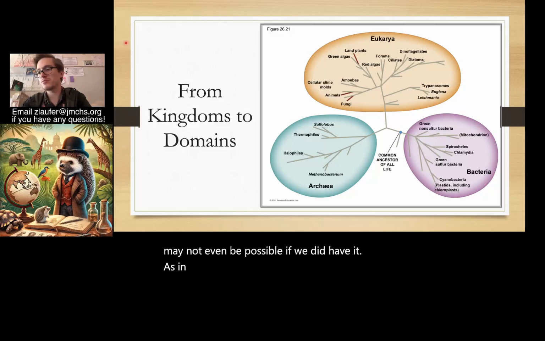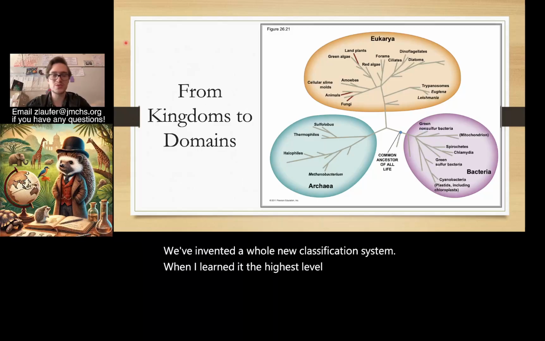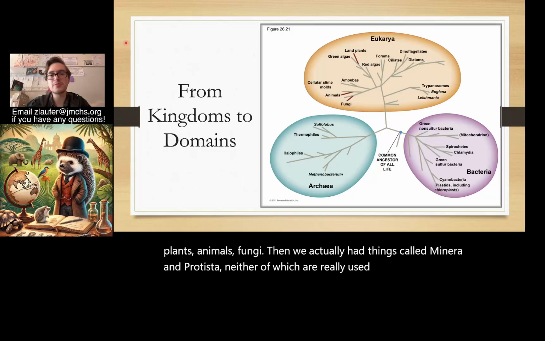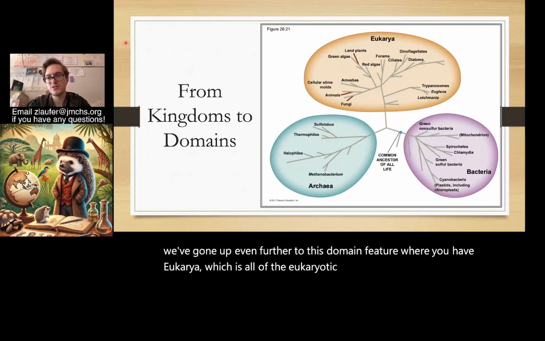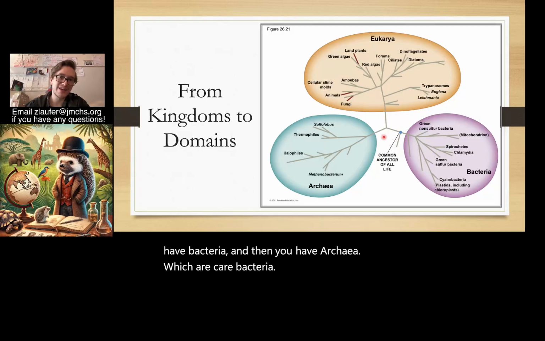In the 10 years since I was in high school, we've invented a whole new classification system. When I learned it, the highest level was kingdoms, which was plants, animals, fungi. Then we actually had things called Monera and Protista, neither of which are really used anymore. And now we've gone up even further to this domain feature where you have eukarya, which is all of the eukaryotic cells and organisms. You have bacteria, and then you have archaea, which are archaebacteria, all coming back to a common ancestor.